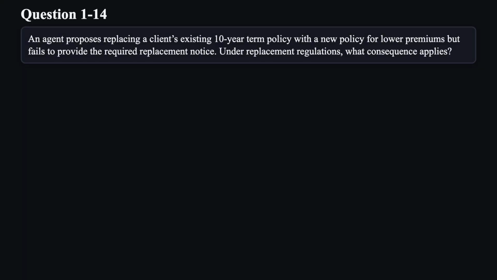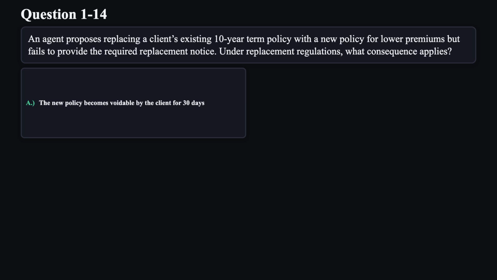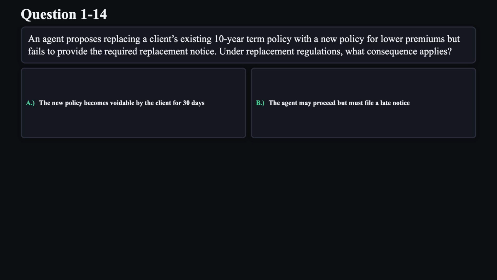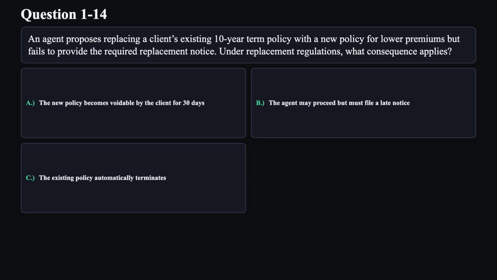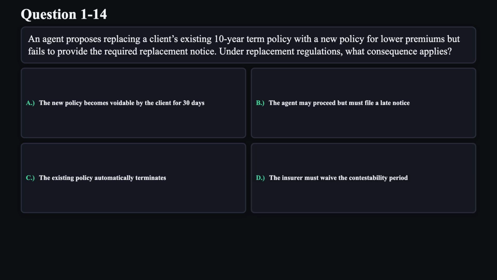Question 14. An agent proposes replacing a client's existing 10-year term policy with a new policy for lower premiums, but fails to provide the required replacement notice. Under replacement regulations, what consequence applies? A. The new policy becomes voidable by the client for 30 days. B. The agent may proceed but must file a late notice. C. The existing policy automatically terminates. D. The insurer must waive the contestability period.